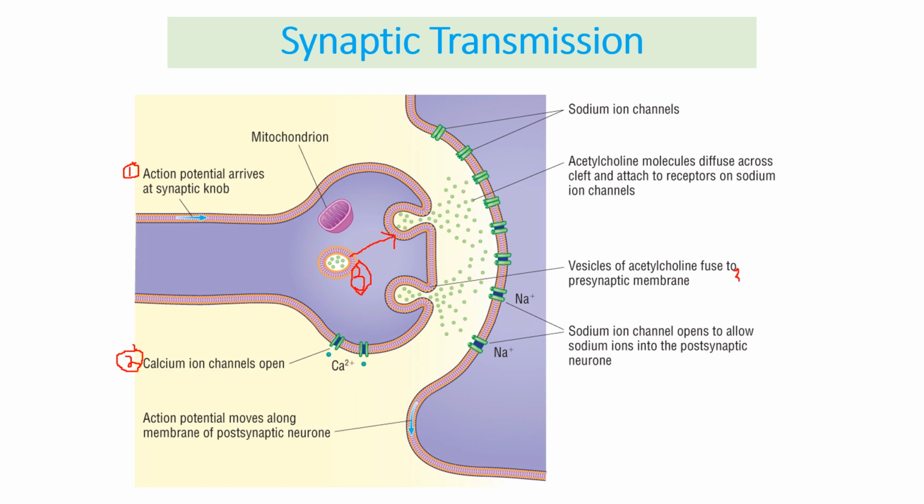The acetylcholine molecules then diffuse across, and they attach to the receptors, which we saw in the previous slide, on the sodium ion channels. That causes the sodium ion channels to open, and that causes an action potential because of depolarization if they cross that threshold potential of minus 50 in the new neuron.